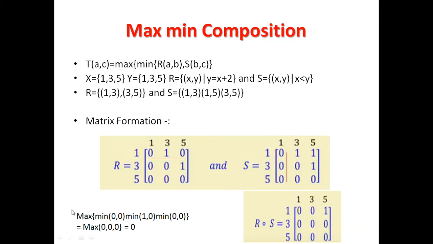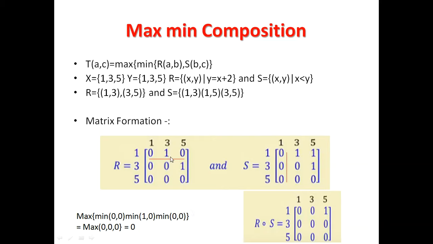Okay, so how are we going to do that? We have max, and we have min. We take the first row and first column, then first row, second column, then first row, third column, and then we choose the second row with the first, second and third columns, and we keep continuing till we reach the last one. So for first row, first column: min of 0 and 0 is 0, min of 1 and 0 is 0, min of 0 and 0 is 0. So finally we get max of 0, 0, 0, which is 0.